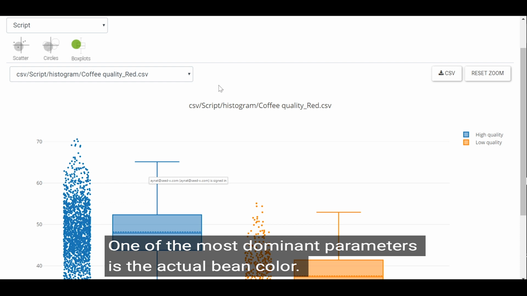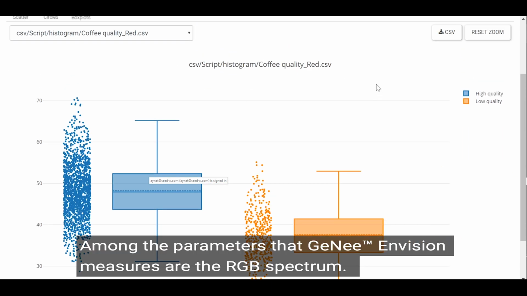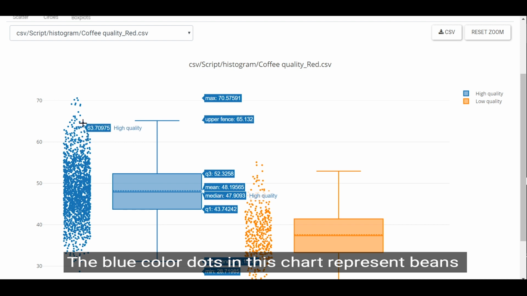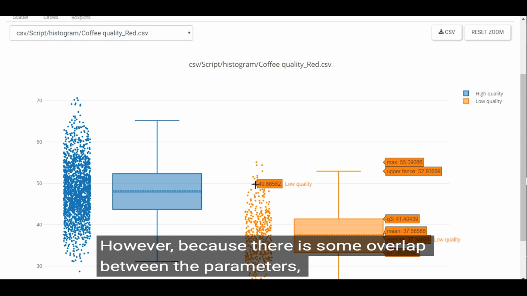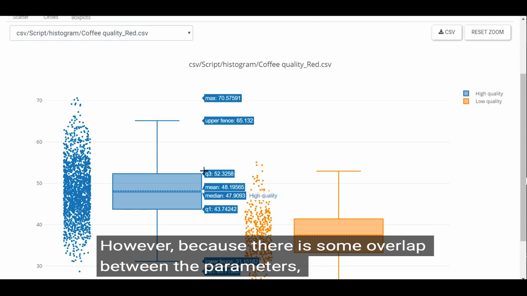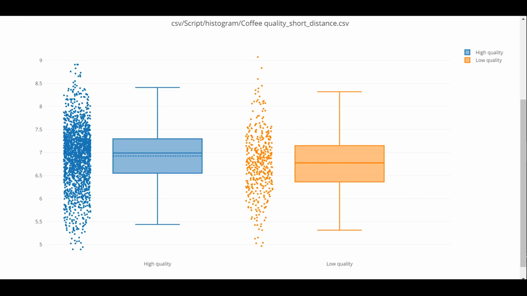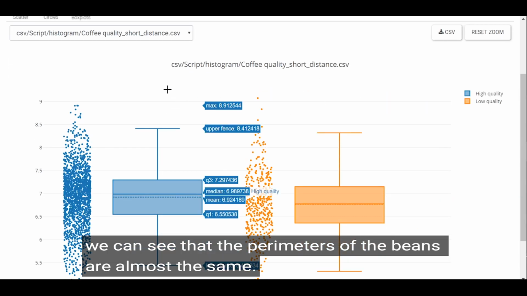One of the most dominant parameters is the actual bean color. Among the parameters that GeNee Envision measures are the RGB spectrum. The blue color dots in this chart represent beans where quality is significantly higher compared to the low-quality beans. However, because there is some overlap between the parameters, we can ascertain that color alone is not sufficient for separating these coffee beans. In this box plot, we can see that the perimeters of the beans are almost the same.